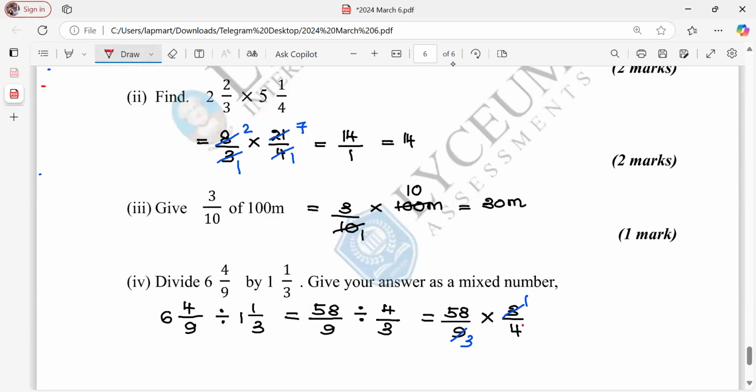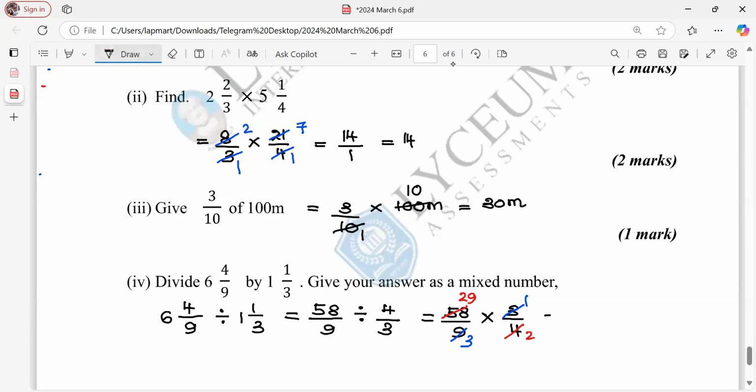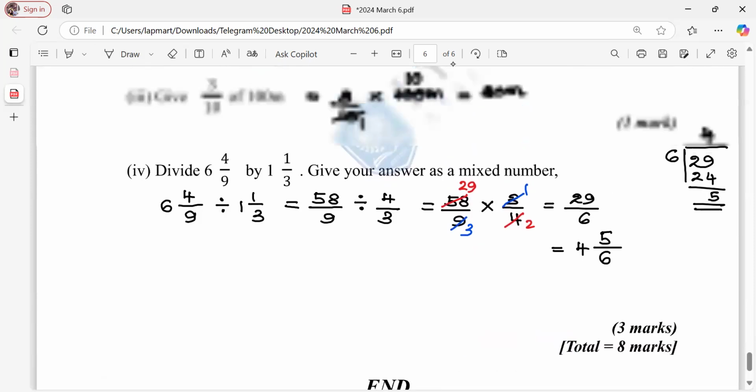Then the next one, 2 times 2 and 2 times the 58, when you divide by 2, it gives me 29. Okay. So then I write my answer 29 times 1, 29, 3 times 2, 6. So then 29 I divide by 6. 6 times 4, 24, 5 remainder. So then I keep the final answer as a mixed number 4, 5 over 6. If you can remember, they have asked us to keep it as a mixed number, right? So then that is the end.